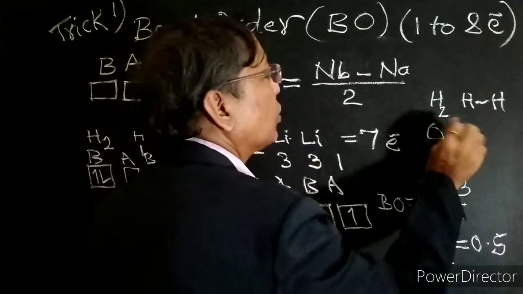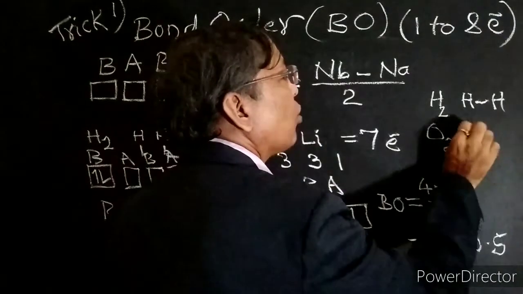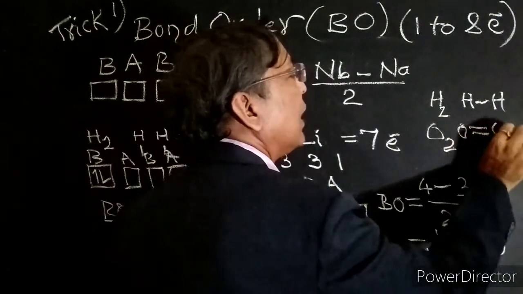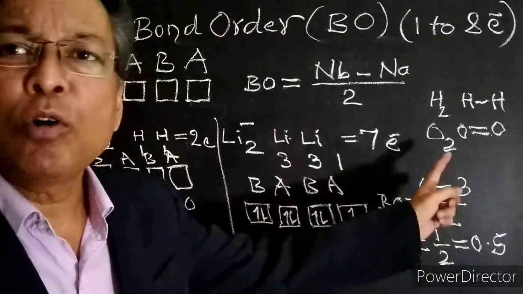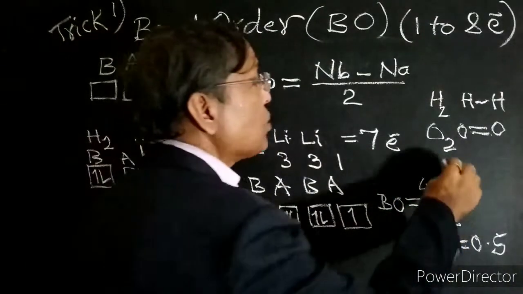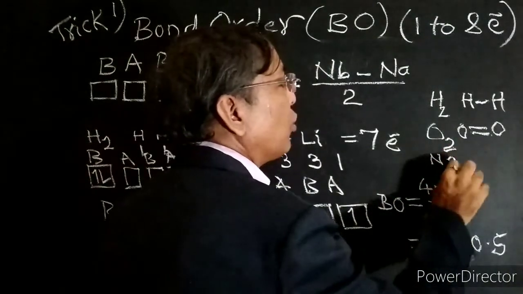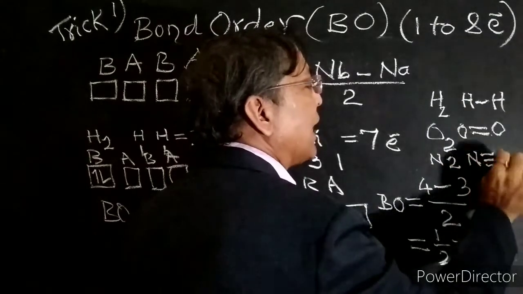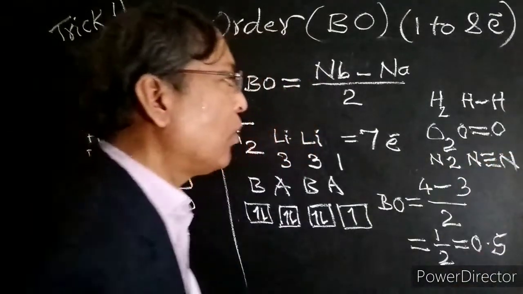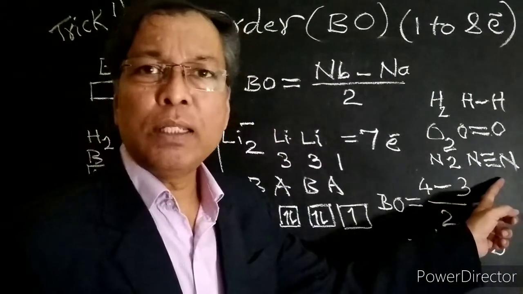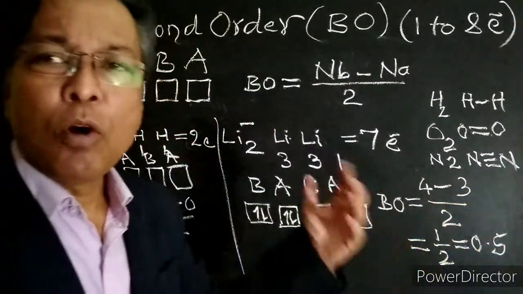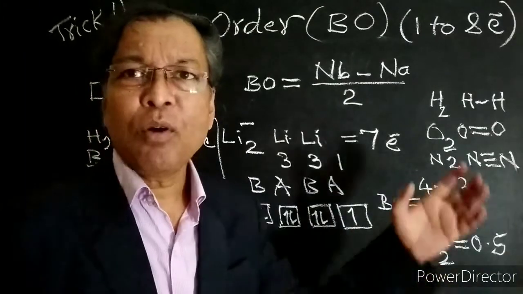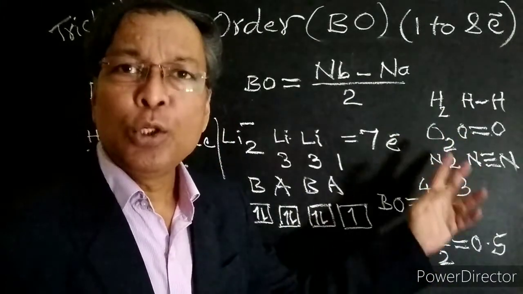In the case of the oxygen molecule, each oxygen atom is bonded with a double bond. Therefore, its bond order is 2. In the case of the N2 molecule, the nitrogen molecule, each nitrogen atom is bonded with a triple bond. Therefore, its bond order is 3. So, bond order is nothing but the number of bonds that exist between 2 atoms.